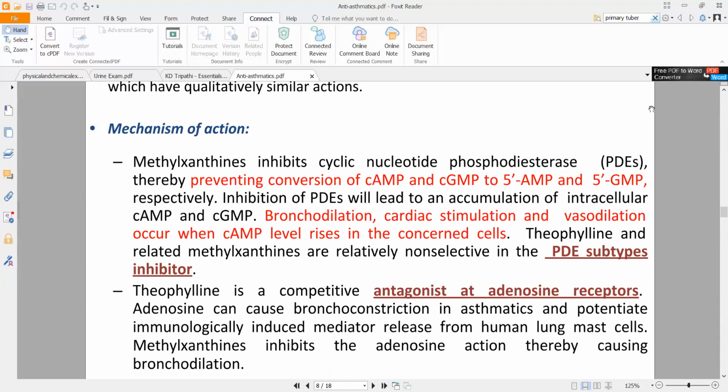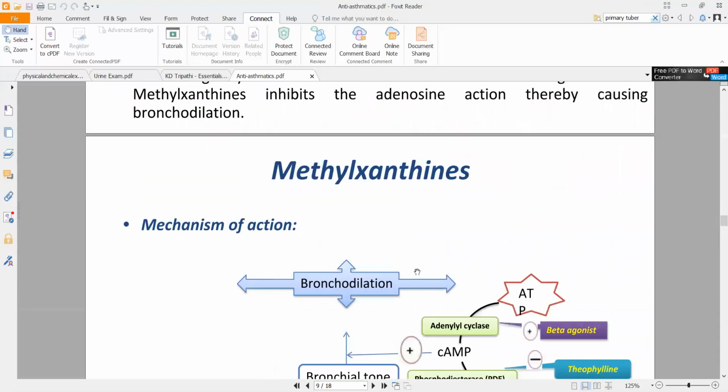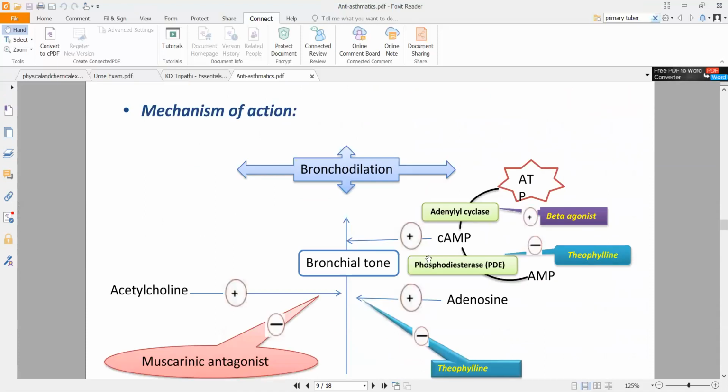If you inhibit PDEs, inhibition of PDEs will lead to accumulation of intracellular cAMP and cGMP, which will in turn cause bronchodilation, cardiac stimulation, vasodilation. This is a drug that will not be selective, in the sense that it will cause cardiac stimulation, so you can expect some cardiac side effects with this. So you have to be careful with methylxanthines, especially in patients who have cardiovascular disorders. I hope you understood. This is the basic crux of methylxanthines.